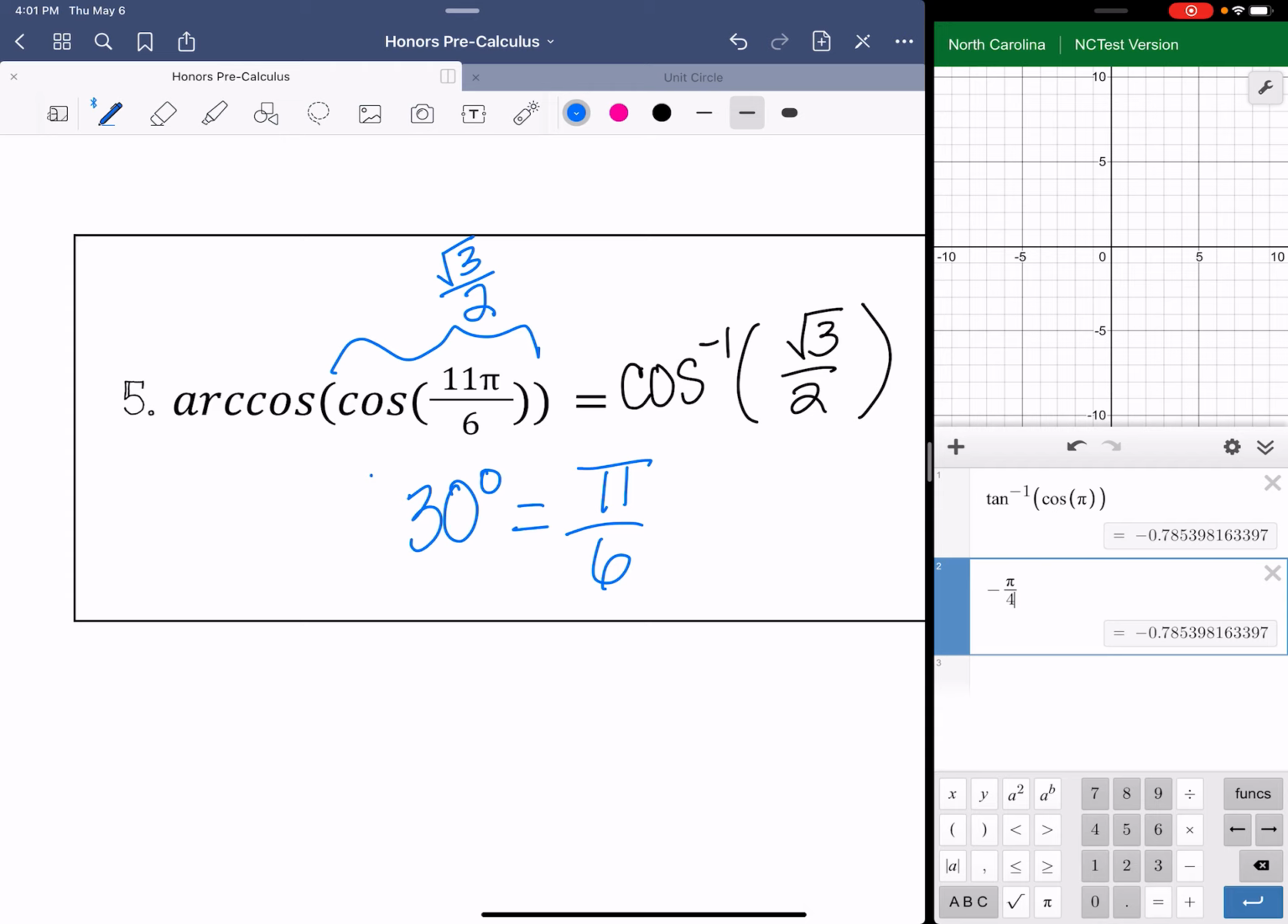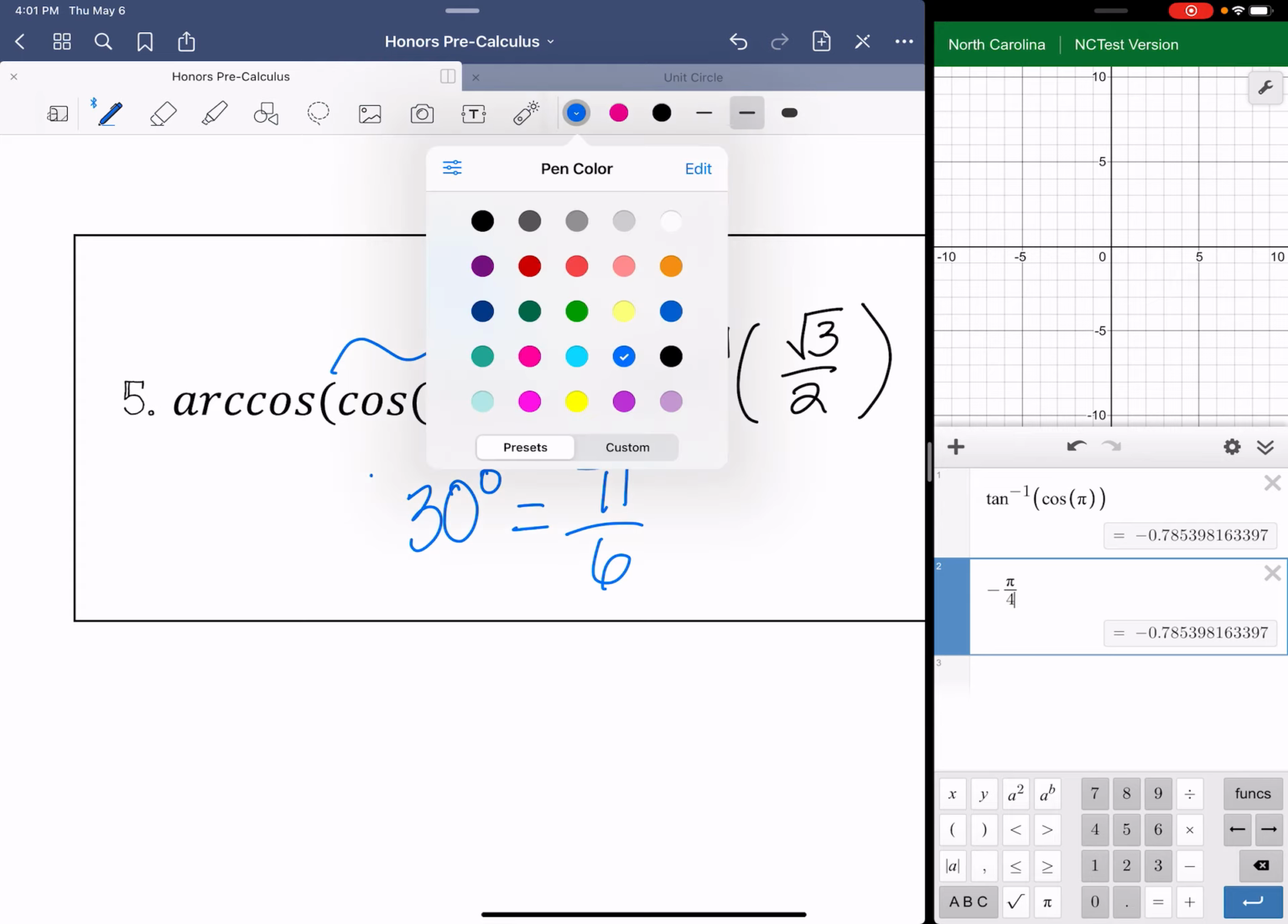I hope this clarifies things for you guys. But again, essentially, when you're doing these examples, you can put them into Desmos. The only problem is that they give it to you in radical form or in radians, so you're going to have to compare those answers.